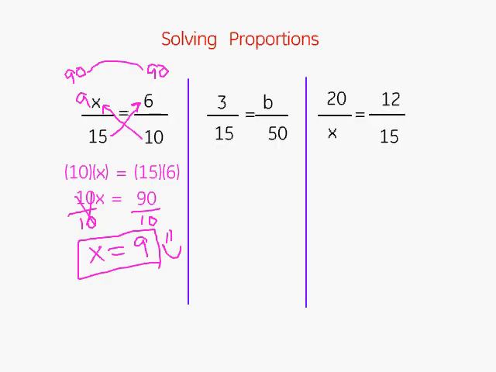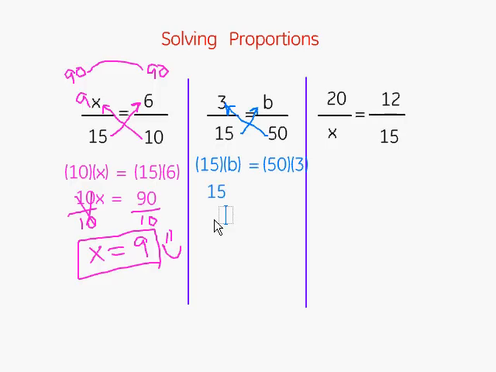Let's look at the next one here. Same type of thing. I have this proportion, 3 over 15 equals b over 50. And again, we have to solve for this variable, b. To do this, we are going to find cross products. So 15 times b, drop down our equal sign, set that equal to this 50 times 3. So 15 times b equals 50 times 3.